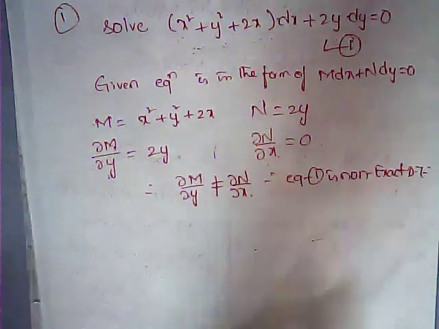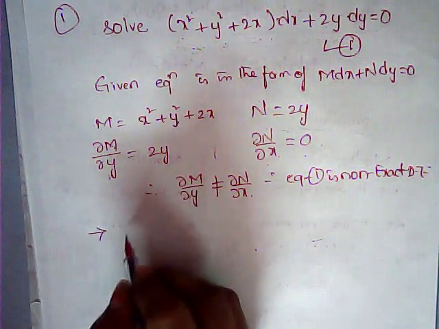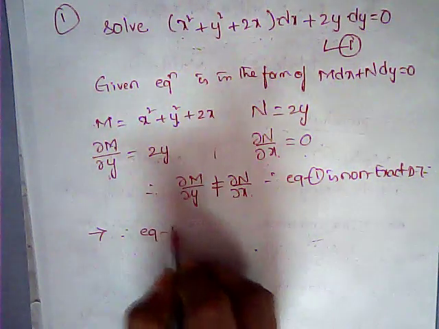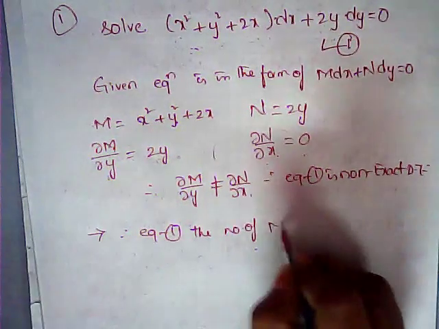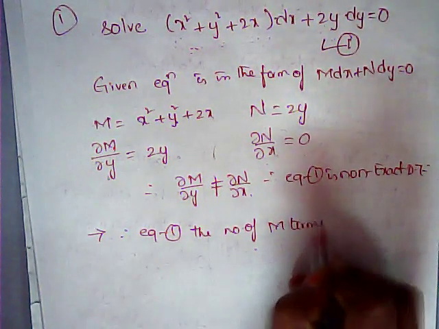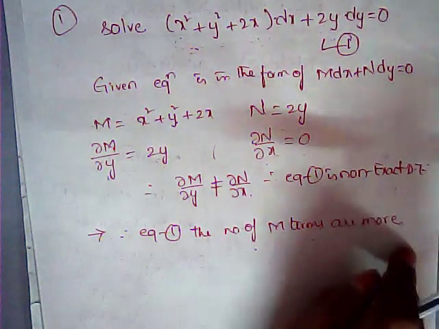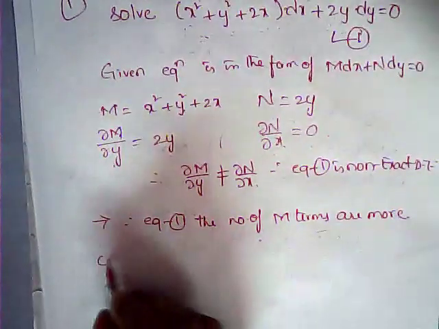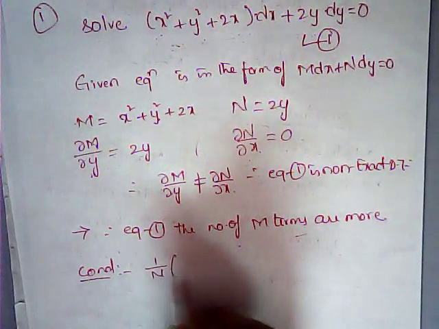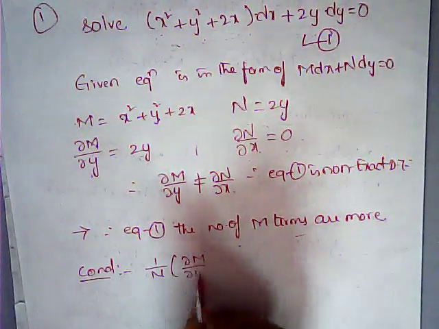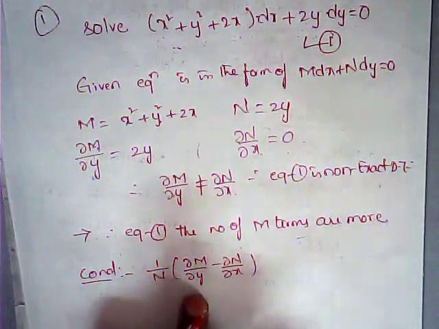Okay, yes. So here the number of m terms is more. So you will write here: therefore, in equation 1, the number of m terms is more. Since the number of m terms is more, what is the condition you will go through? The condition is 1 by n into dou m by dou y minus dou n by dou x. So first check this condition now.